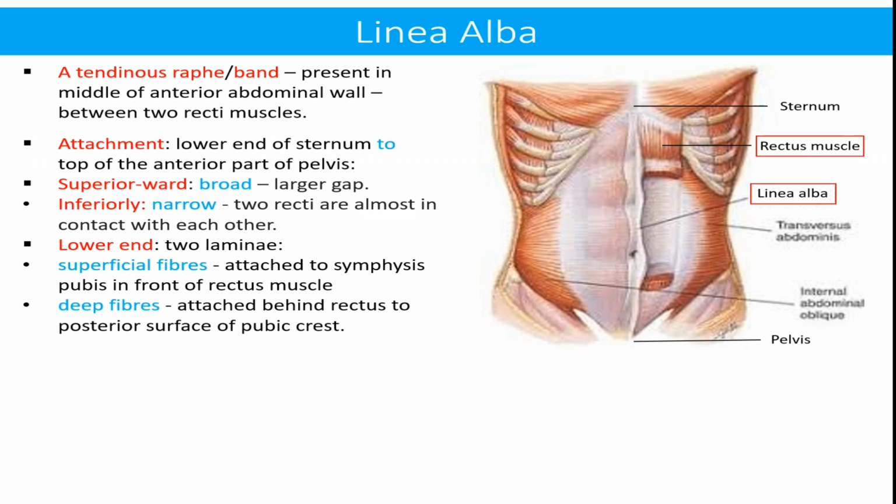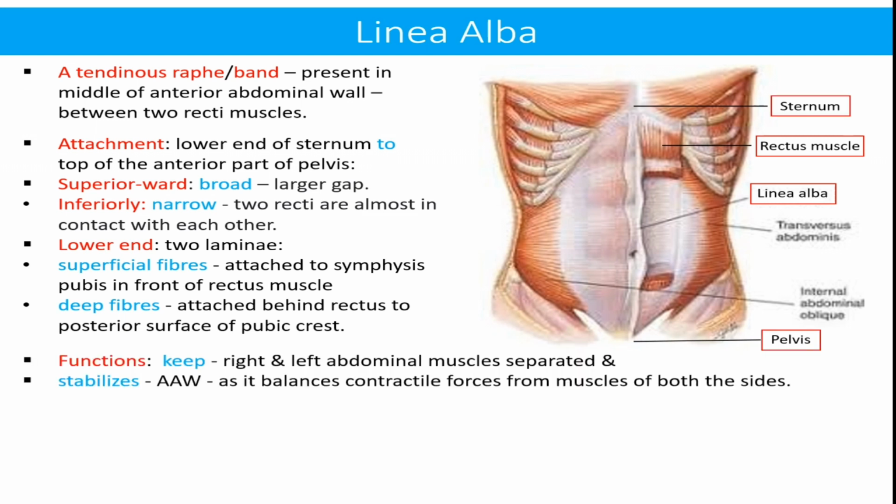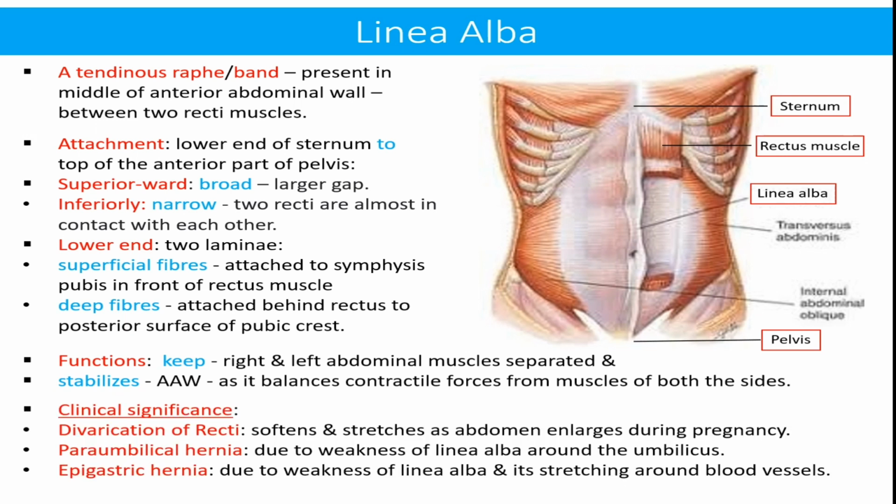At its lower end, it divides into two laminae, superficial and deep. Superficial fibers are attached to the symphysis pubis in front of the rectus muscle, whereas deep fibers are attached behind the rectus, to the posterior surface of the pubic crest. As regards the functions of the linea alba, it keeps the right and left abdominal muscles separated, and it stabilizes the anterior abdominal wall as it balances contractile forces from the muscles of both sides.